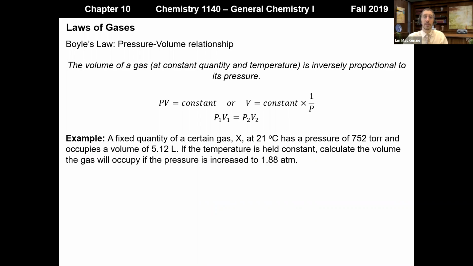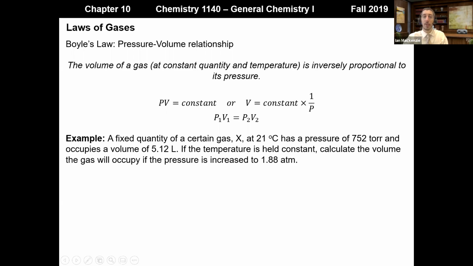So if we had a fixed quantity of a certain gas at 21 degrees Celsius, and it has a pressure of 752 torr and a volume of 5.12 liters. If the temperature is held constant, calculate the volume the gas will occupy if the pressure is increased to 1.88 atmospheres. So we can use the equation that we have above.